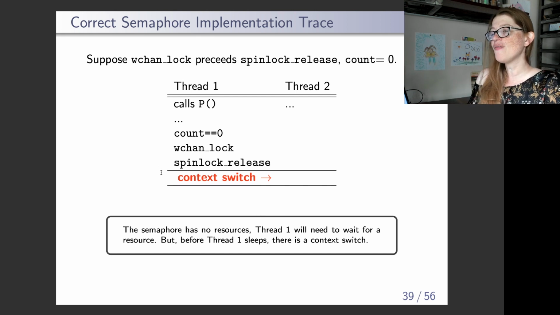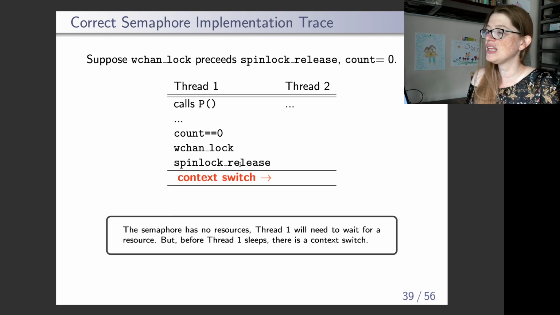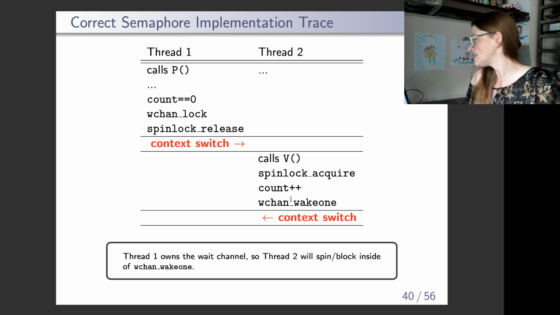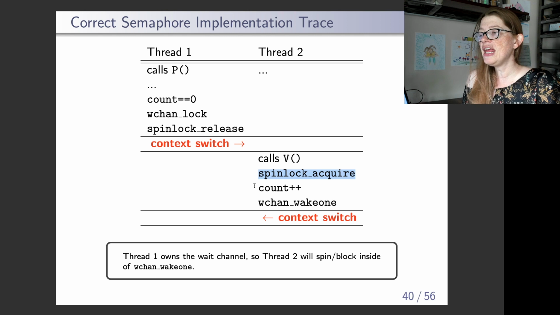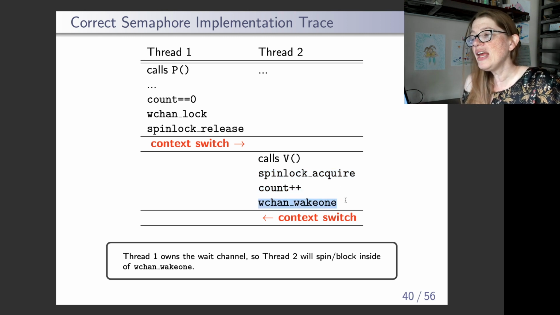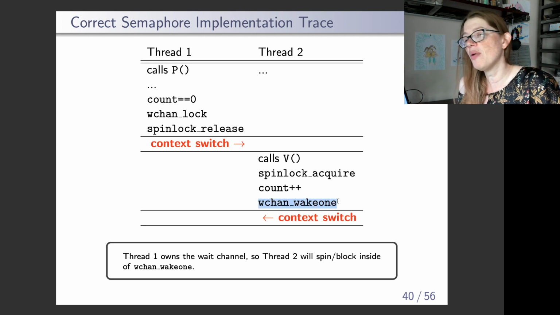So if we have a context switch after spin lock release in the correct implementation, then what's going to happen is, let's say thread 2 calls V, it tries to acquire the spin lock, it gets it because you've released it, it increments the counter, but when it calls wake 1, and it's not really clear in this particular slide, it can't succeed.